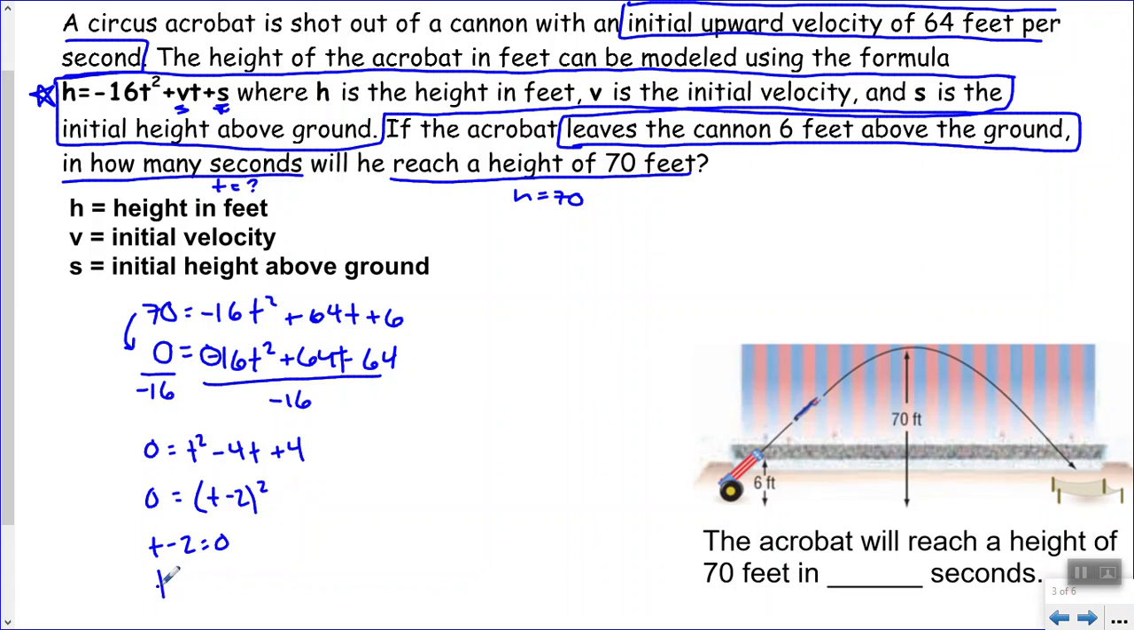So we set that equal to 0, and we get t equals 2, so that means the acrobat will reach a height of 70 feet in 2 seconds. If I wanted to check my answer, I could plug it back into my original equation and see if we got 70, but we won't ask you to check, we'll just ask you to answer the question.